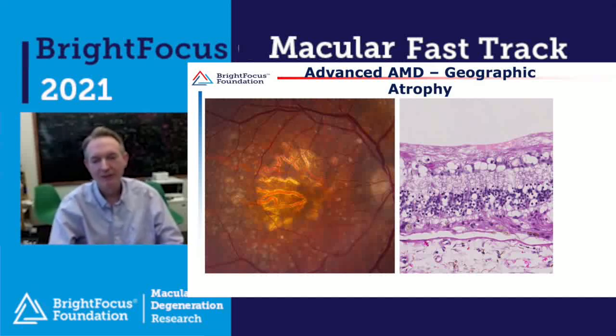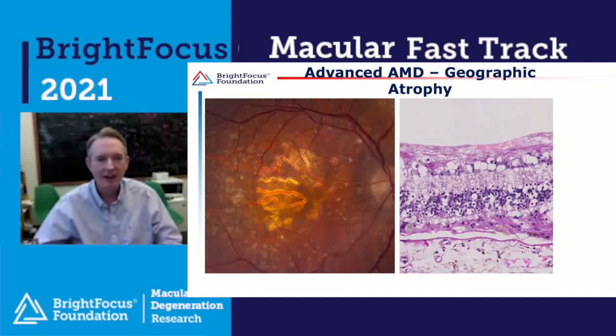And here's what this looks like histologically. You can see Bruch's membrane is here, and here's the ganglion cell layer, and here's the inner nuclear layer, right? But the outer nuclear layer has almost completely degenerated, and you just see a little bit of this eosinophilic glial material where the photoreceptors are supposed to be. So this is the sort of clinical and histological appearance of GA.